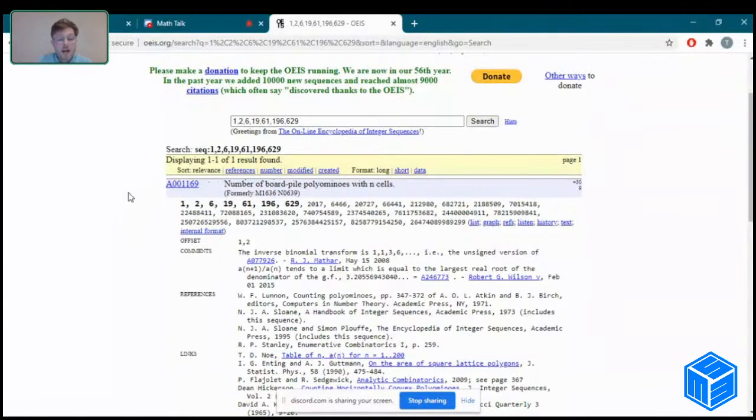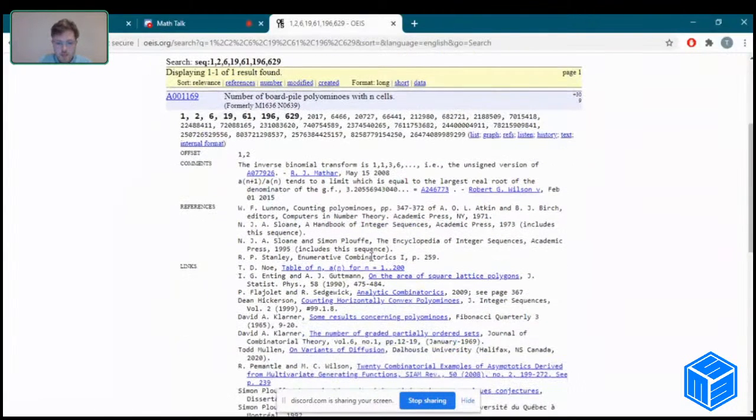So I did the work. I found some papers, and the OEIS is great because it will actually give you a number of papers. Oh goodness, look at this. This is new. That's me. There we go. So somehow the OEIS has already picked up that I used this sequence because I didn't send this in or anything. That's cool. I actually was reading David Klarner's paper, Some Results Concerning Polyominoes, when I was doing it. So now we're going to actually talk about what a board pile polyomino is.